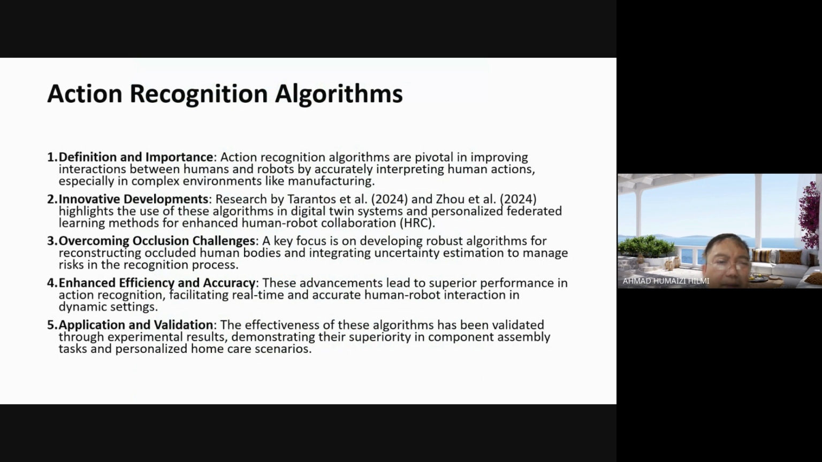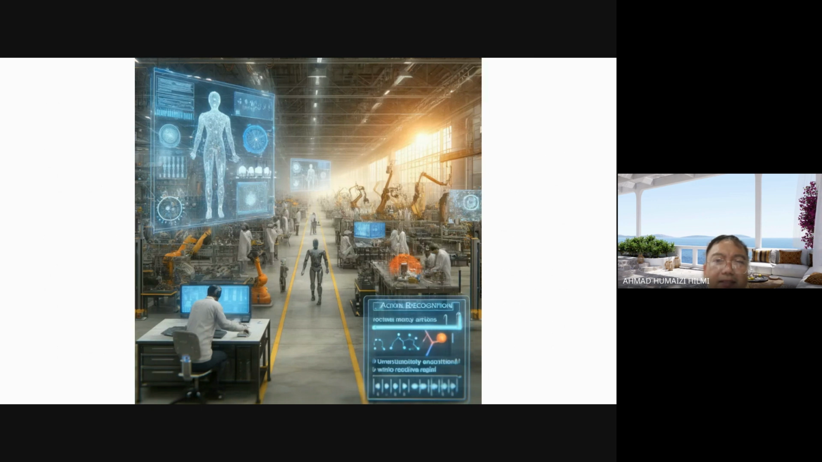I think you can read this. Key focus on developing robot algorithms for reduction, accurate human bodies, integrated uncertainty estimation to manage risk in the recognition process. Okay, the robot learns what we do. So this is an illustration of it.